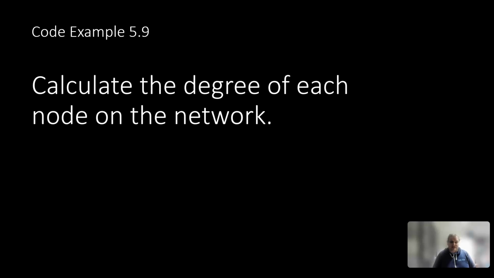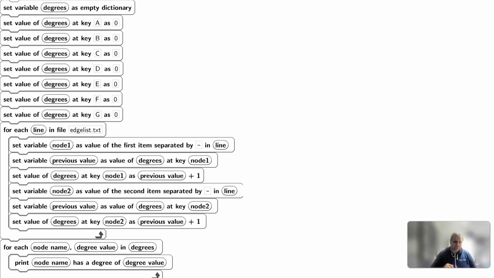Let's examine code example 5.9 from the book Computational Thinking and Social Science. The example shows how to calculate the degree of each node on the network file. So instead of focusing only on one node, we focus on many nodes. And to do this, we need to not use only variables, but instead use a dictionary.